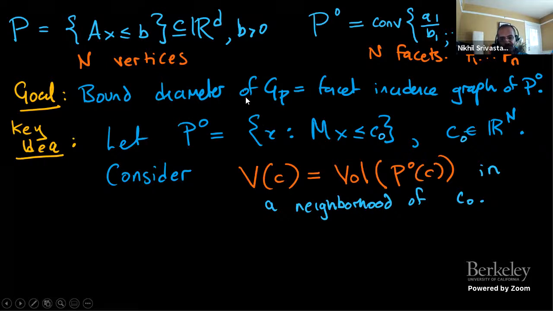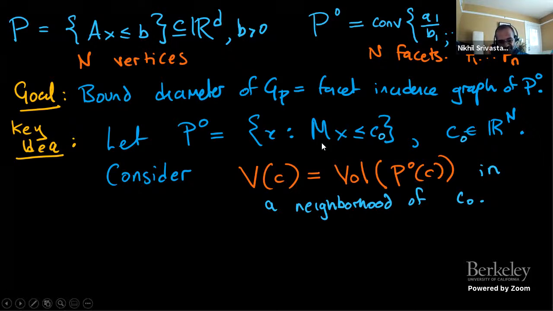I'm going to write P polar as Mx less than or equal to C naught, where M is some matrix. It's going to be N by D, so it's not the same dimensions as A. And some vector C naught, where C naught is, let's say, positive. And no redundant constraints here either. I can write P polar in this way because I can write any polytope in this way.